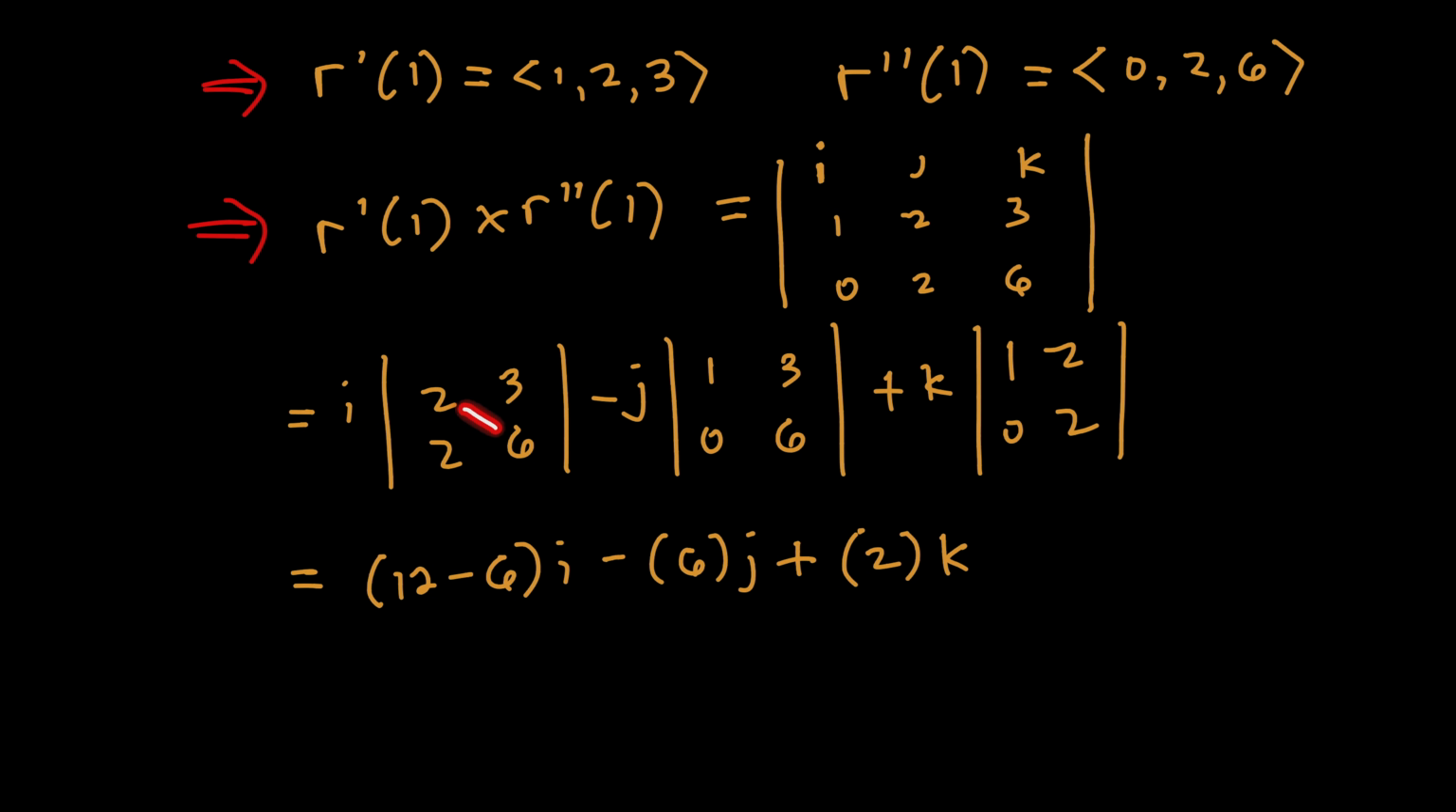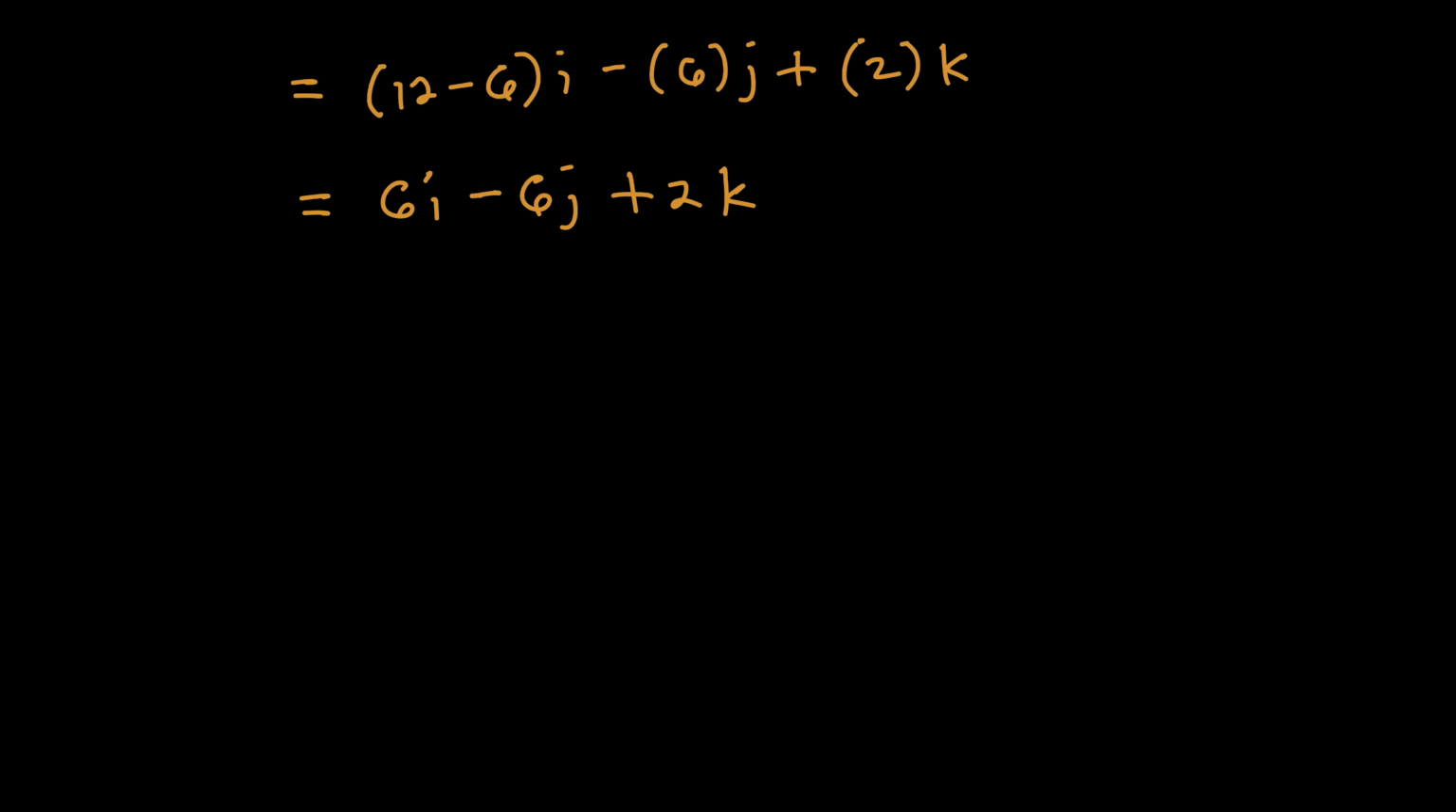Okay, operating this gives us these values. You multiply this one, that gives you 12, and then you subtract the multiplication of this term, which gives you 6, so 12 minus 6. For this one, you have 6 minus 0, that's why you only have this one. And for the final term, you have 2 minus 0, that's why you will have 2k. Simplifying gives us 6i minus 6j plus 2k. And this is the value for your cross product.